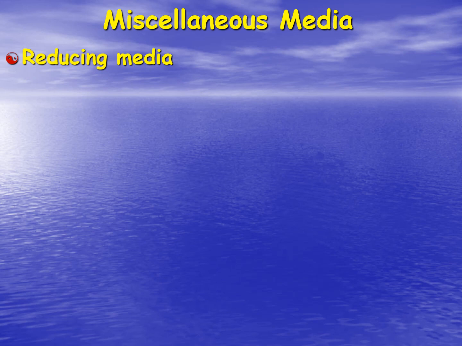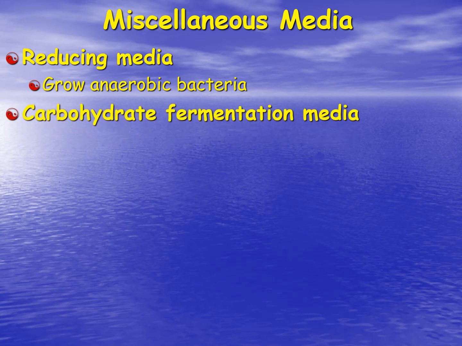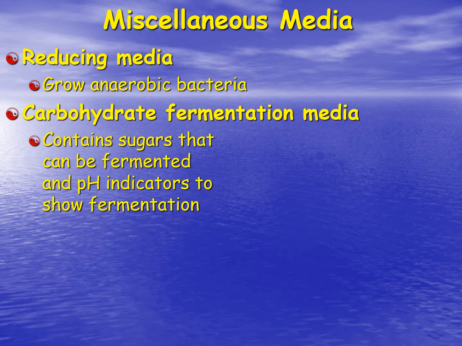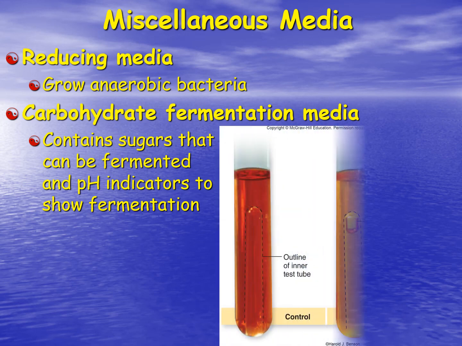Miscellaneous media include the reducing medias, and these are going to be ones that will actually extract oxygen from the media so that we can grow anaerobic bacteria. Then there are carbohydrate fermentation medias, where we put in specific sugars that can be fermented by some bacteria, and there's a pH indicator in the media that will show a fermentation.